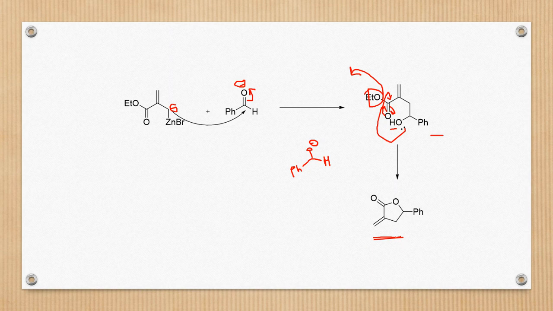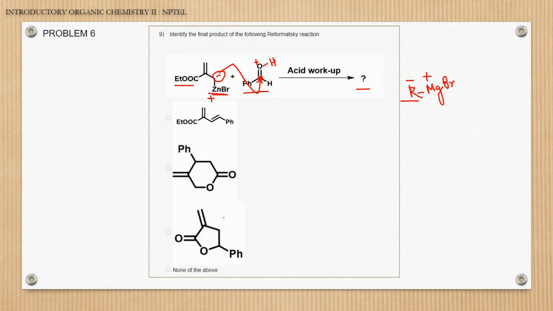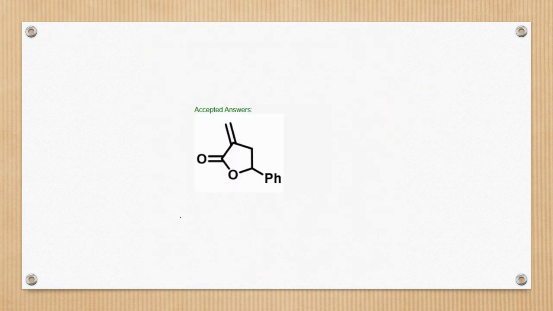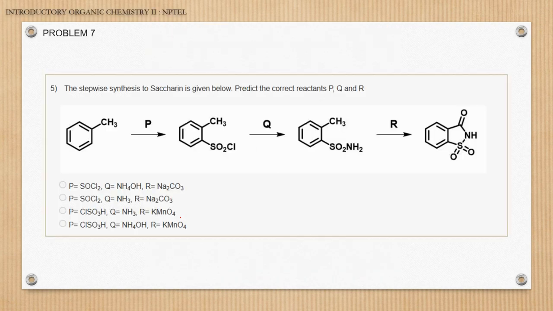So is it clear now? Yes, ma'am. Okay. So if it is clear, then the correct option will be option C. Option C is going to be formed after the Reformatsky reaction. So I hope it is clear to all of you. Now I'm going to problem number 7.